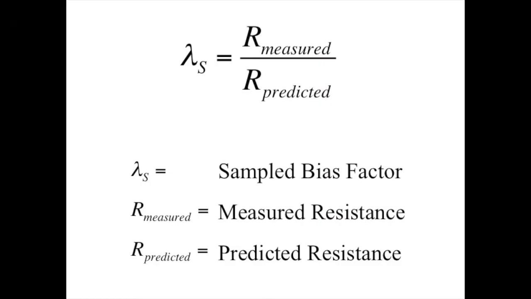The statistics that are presented in this video will be exclusively associated with bias factors. This term, bias factor, as introduced by Abu Farsakh et al. in 2010, is defined as the ratio of the measured resistance to the predicted resistance.